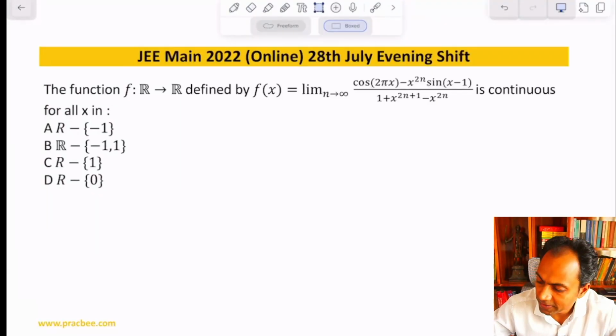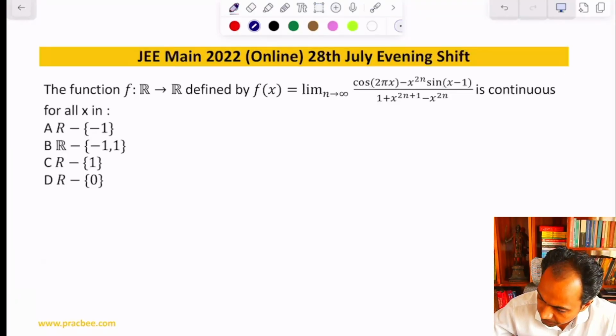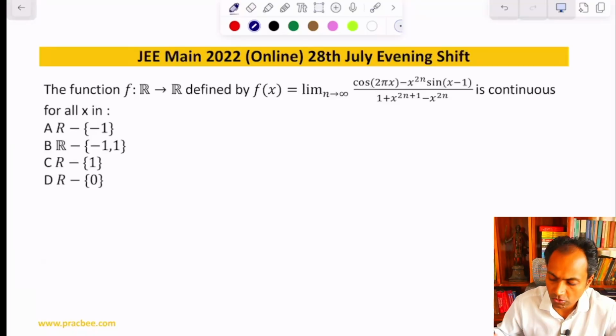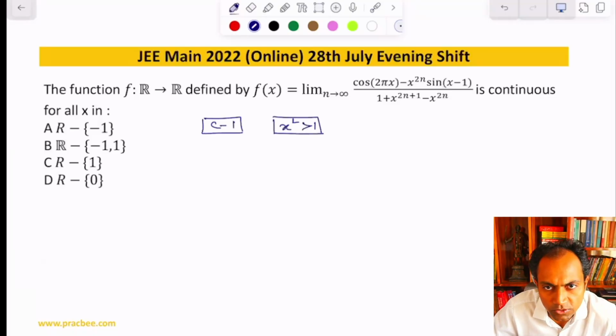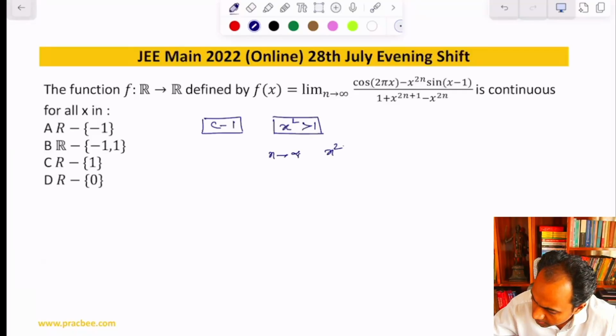Now, this next question is based on interpretation of functions. Here, what we are going to understand is that sometimes functions are written using limits also. Like in this case, we could have 2 different cases. Now, in case 1, if I consider the value of x square as greater than 1, then when n tends to infinity, x raised to the power 2n will also tend towards infinity.